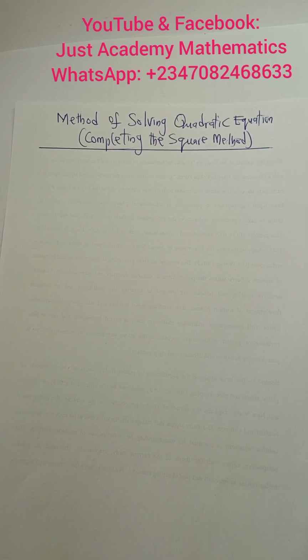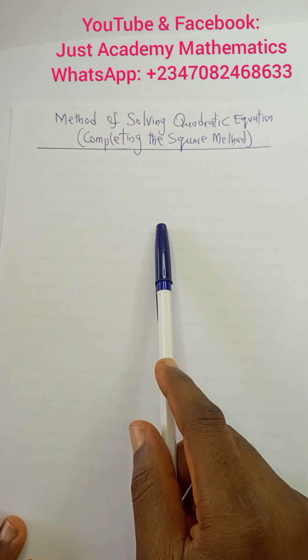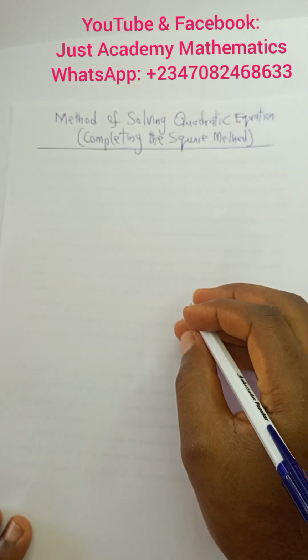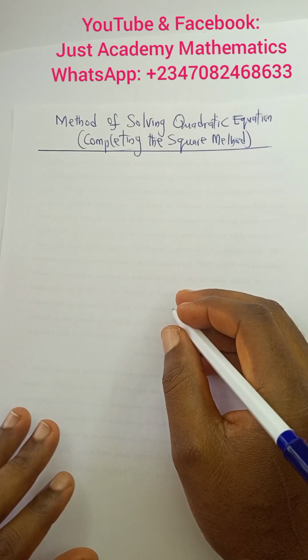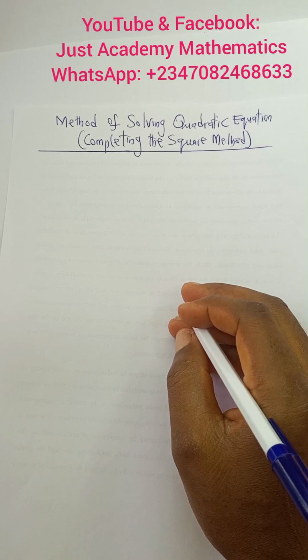This is a sequel in our quadratic series. We've talked about factorization, and we have done a whole lot in factorization of quadratics. Now we are going to continue with the completing the square method. If you are going to use this method, you have to understand the procedure. It's all about the procedure. It's all about the processes.